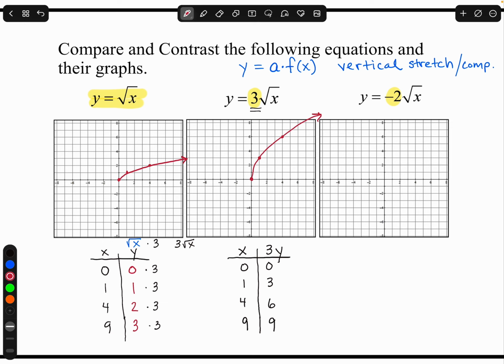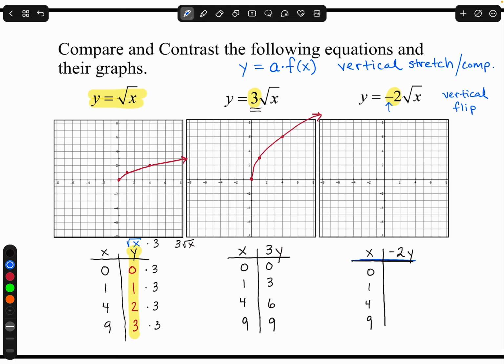Now when we look at this last one, remember, when our a value is negative, this usually causes a vertical flip. So instead of going up, this one is actually going to go downward. Let's see how that happens with our table. When I build my table, nothing is happening to our x's, so we're still going to have 0, 1, 4, and 9. But now we're going to multiply our y values times -2, again referring to these y values over here.